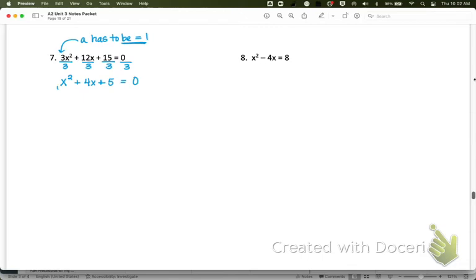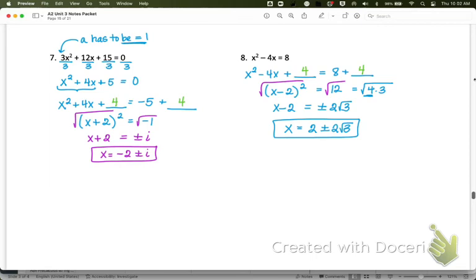So now we're going to start by getting our x squared plus bx part by itself, subtract 5, then complete the square. Okay, so I want you to pause your video, try number 7 and number 8 on your own, and then come back to check your answers in exactly 3 seconds. I'll be back with the answers. All right, here are your answers.